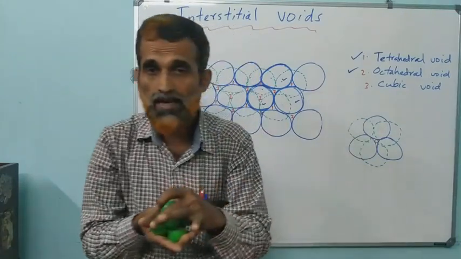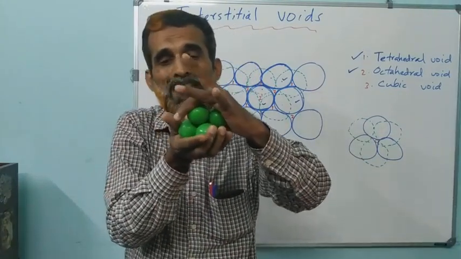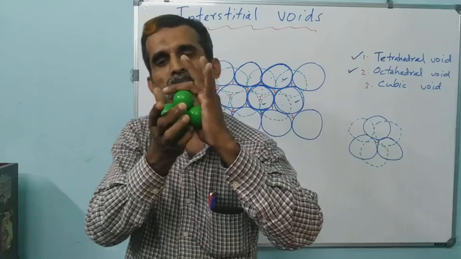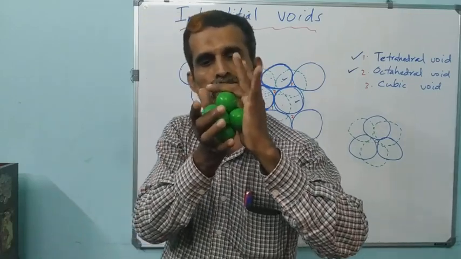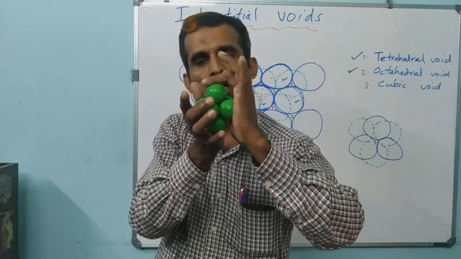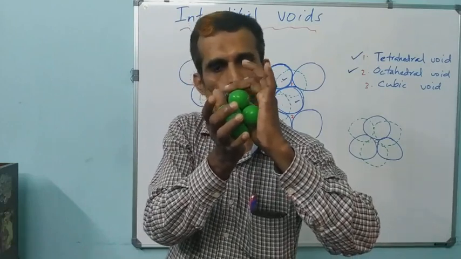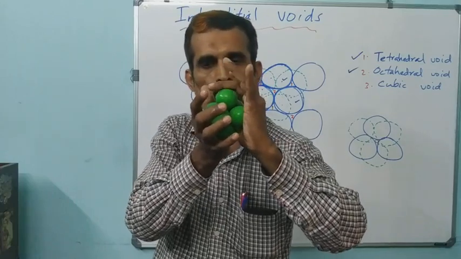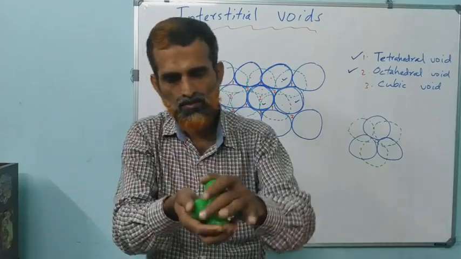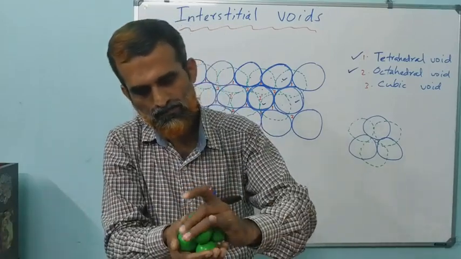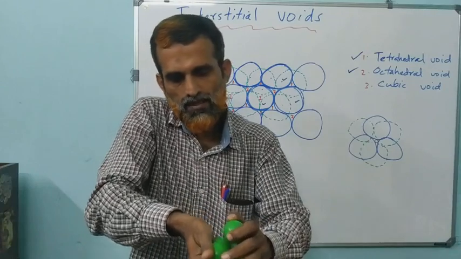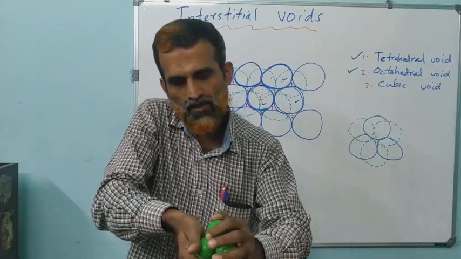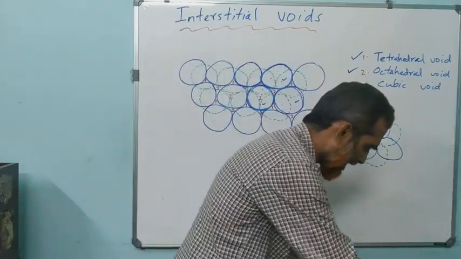Like in the case of tetrahedral void, if I join the centers of all these 6 spheres, see, to understand that, let me hold it a little bit tilted like this, and you can see that 4 spheres make a square, right? And there's one above and one below. See, 4 spheres make a square, and one sphere above and one sphere below. So the geometry will come like this.